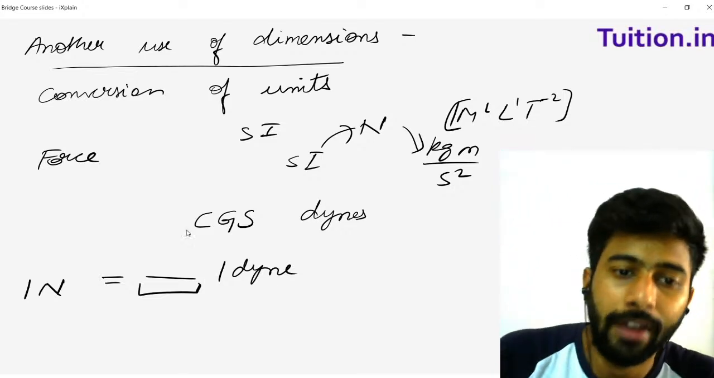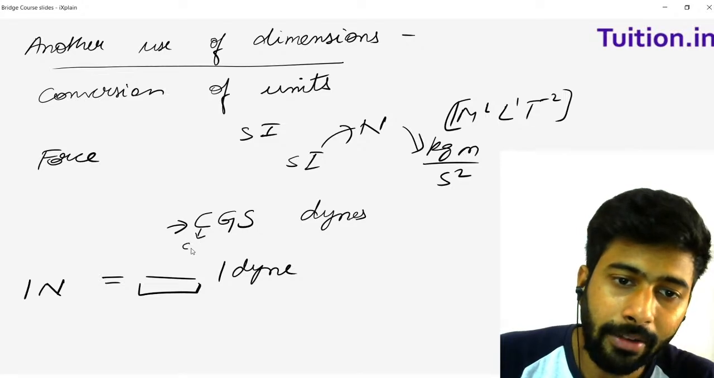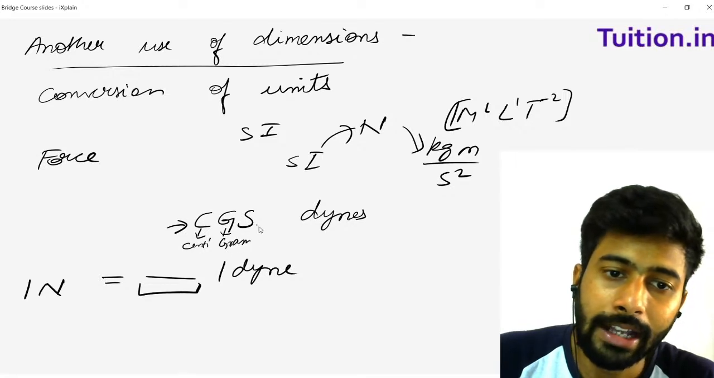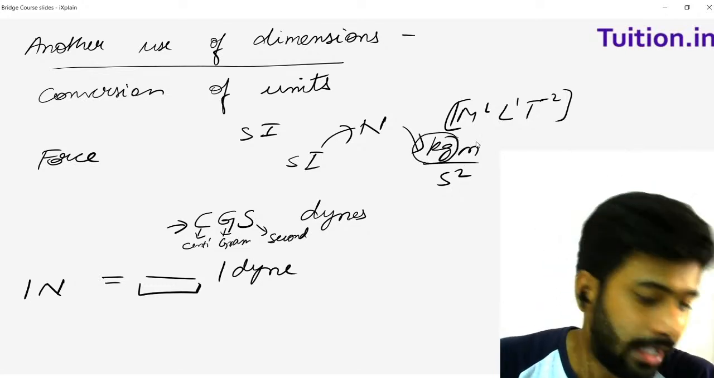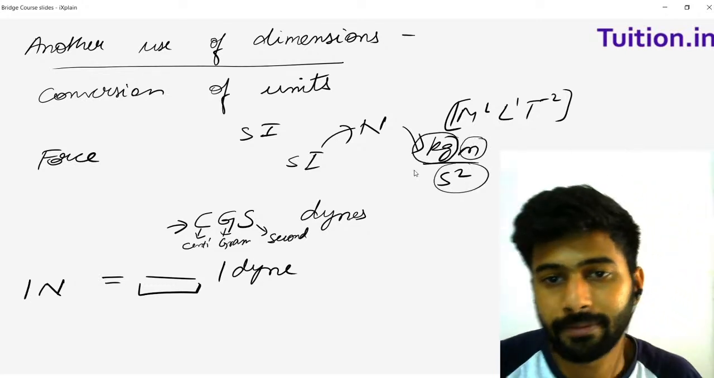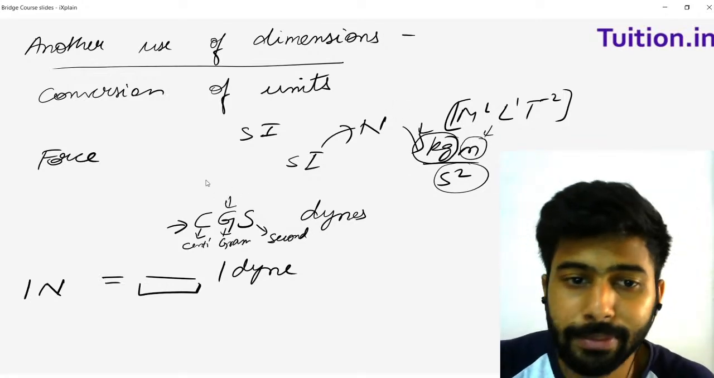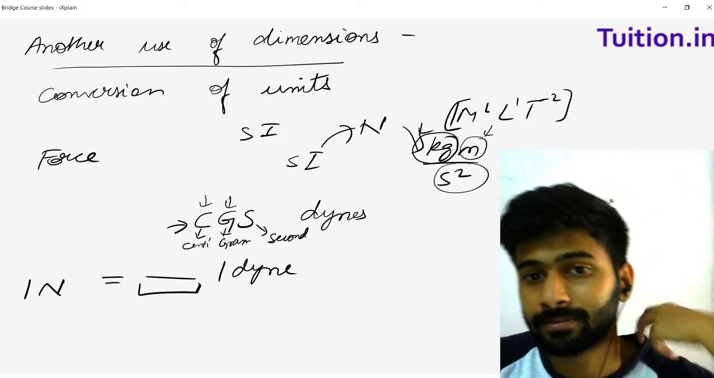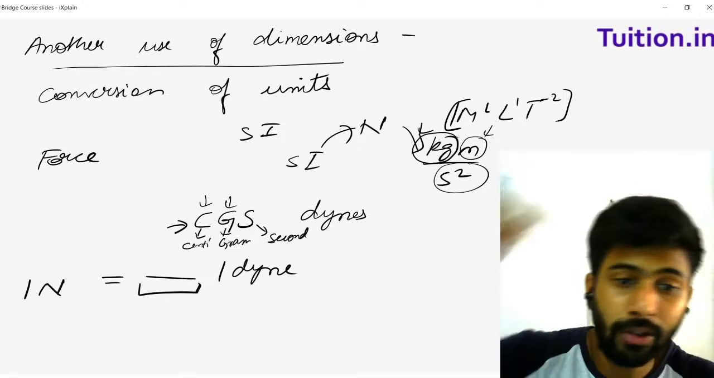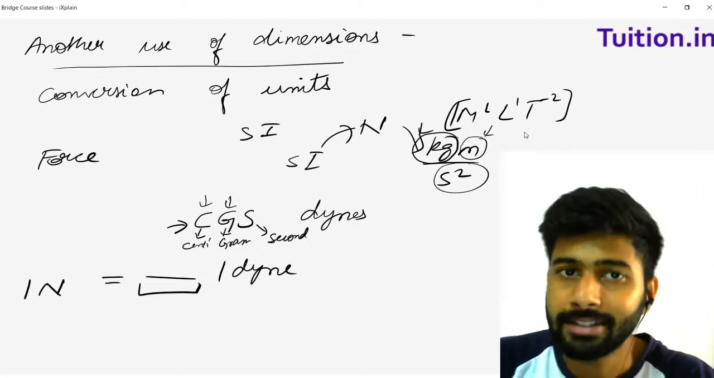Whenever we are talking of CGS units, C means centimeter, G means gram, and S means second. Here in SI units, I have kilograms, meters, and seconds. So I have to convert this kilogram to gram, and this meter to centimeter. To do that, I need to know the dimensions of Newton, right? Without dimensional analysis, I cannot do it.